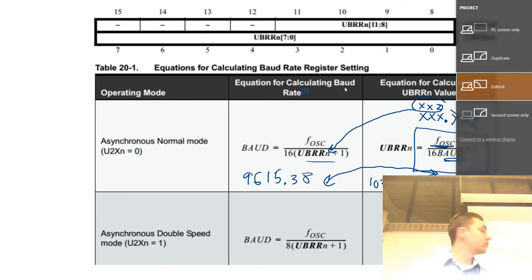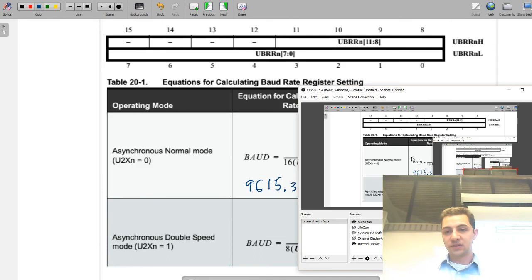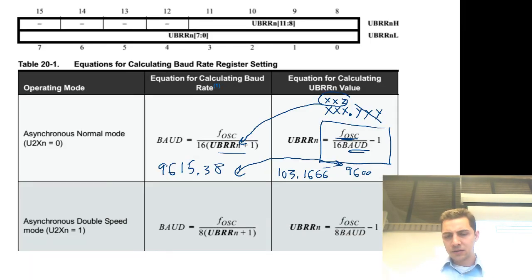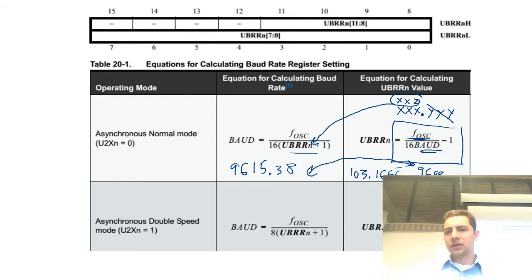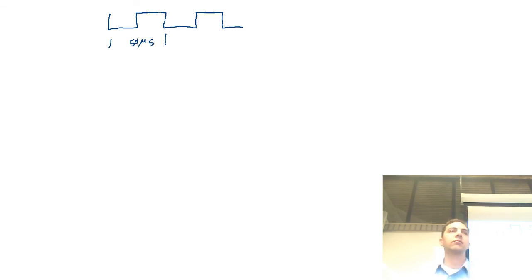New page. So let's say that I wanted you to generate the following: a square wave with a period of, let's say, 50 microseconds.